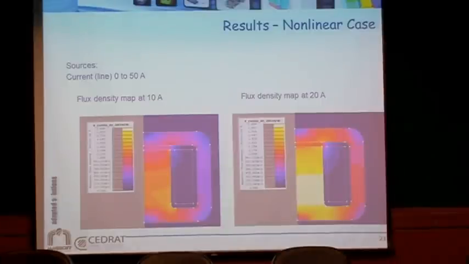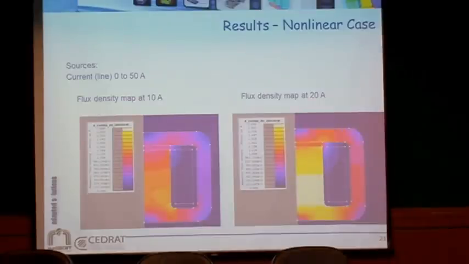I'm ramping the current from 0 to 50 again. So at 10 amps, this is the map I have. I'm going from 0 to 2 Tesla. So we can see there is almost no saturation, except maybe in the corner here and in the corner here. I cannot say no saturation, but there is not very much.